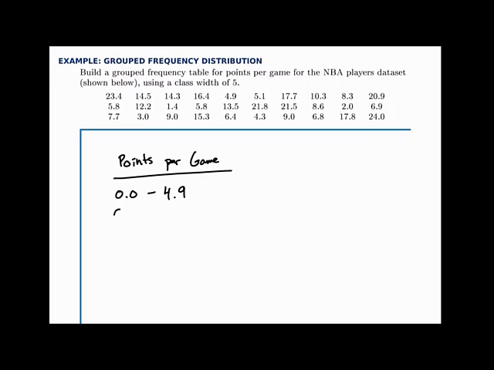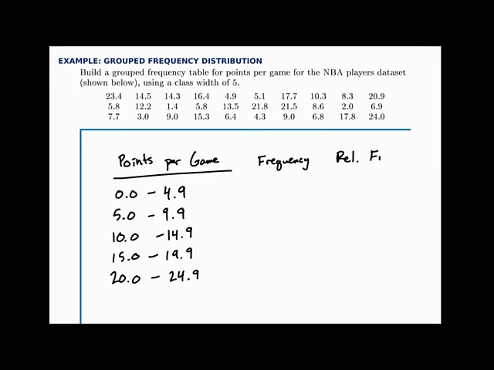And then the next one will start at 5.0 and go up to just below 10, so we'll stop at 9.9. And then we'll go from 10 to 14.9, 15 to 19.9, and 20 to 24.9. We don't need any more classes because that's as high as we need to go to cover everyone in this data set. So the next column will be the frequency, and then lastly we'll have the relative frequency.